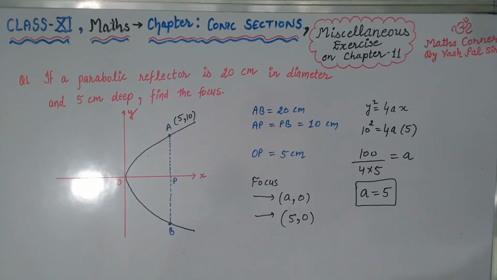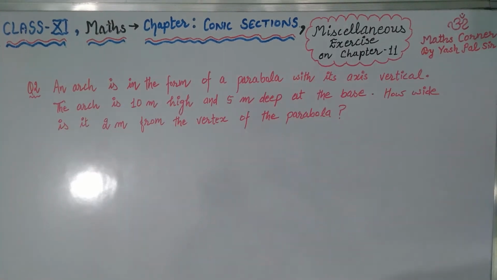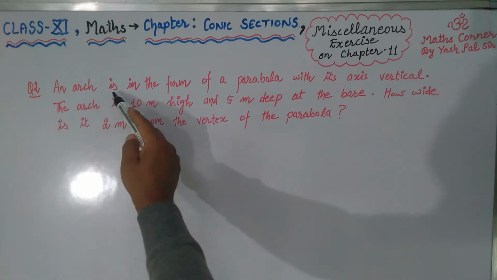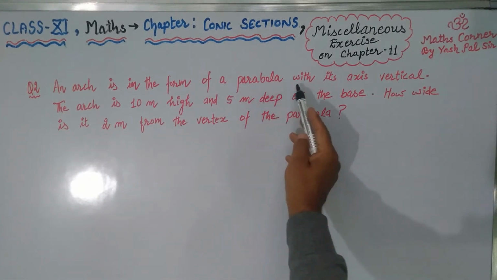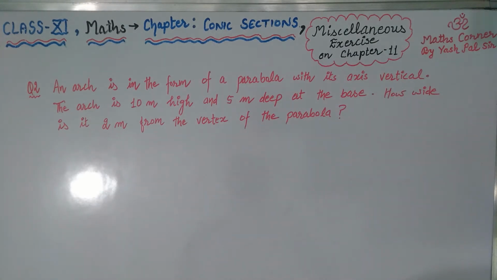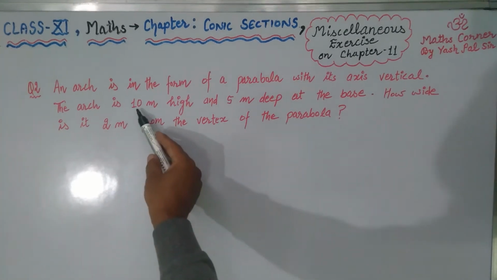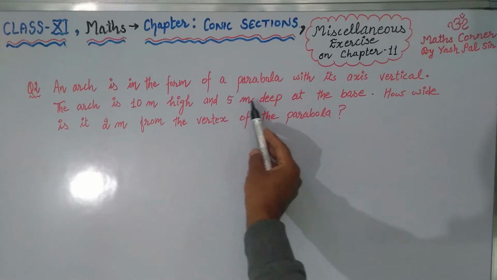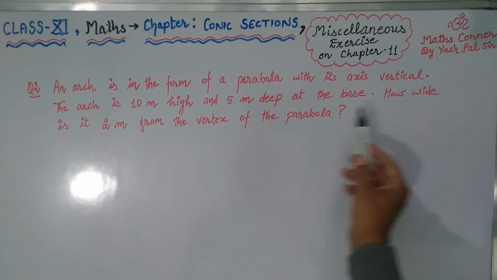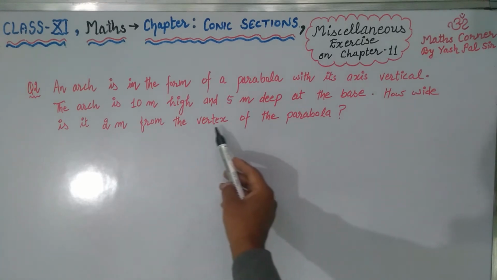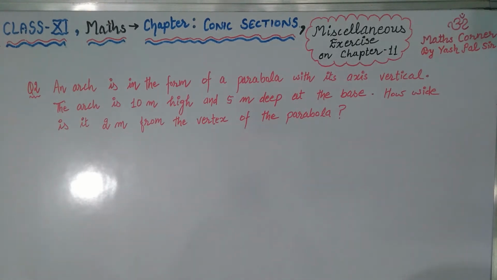Now we have the next question. Question number 2. An arch is in the form of a parabola with its axis vertical. The arch is 10 meter high and 5 meter wide at the base. How wide is it 2 meter from the vertex of the parabola?